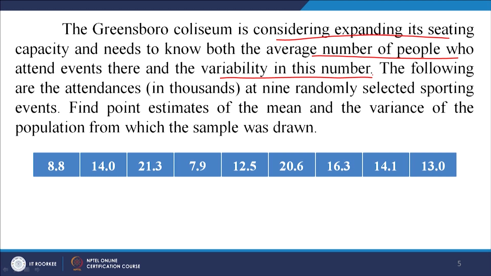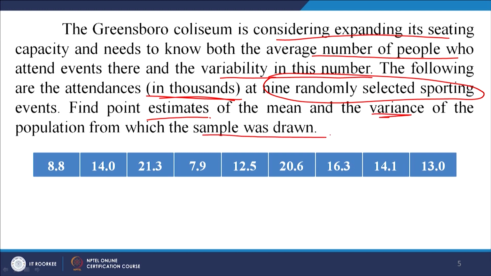The following are the attendances, in thousands, at 9 randomly selected sporting events. Find the point estimate of the mean and the variance of the population from which the sample was drawn. So these are a total of 9 samples which we have selected randomly. So what would you do?